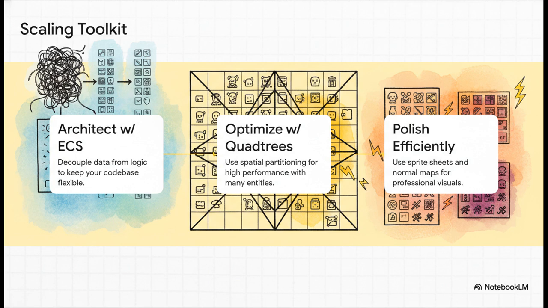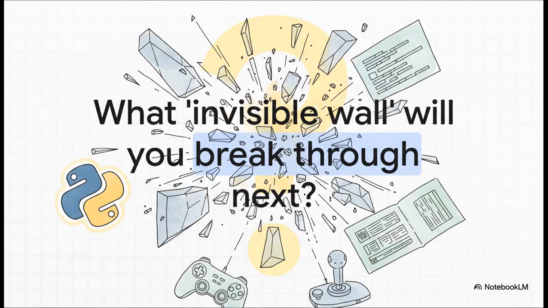And number 3, use efficient techniques like sprite sheets and the absolute magic of normal maps to add that professional visual polish without killing your performance. So the big takeaway is this. Complexity and performance, they aren't just these random forces that ruin your project. They are engineering challenges, and they have well-defined solutions. The tools are here, and the path is clear.